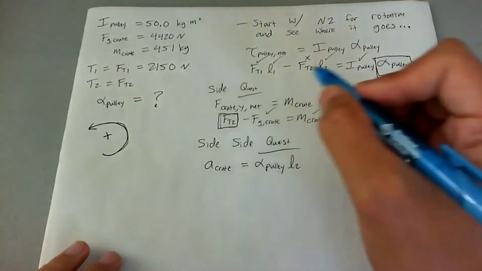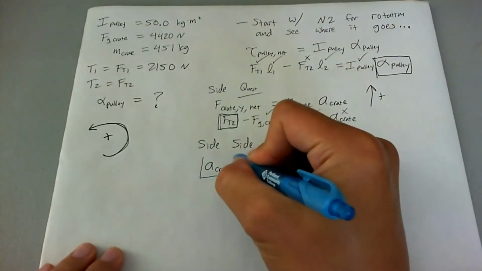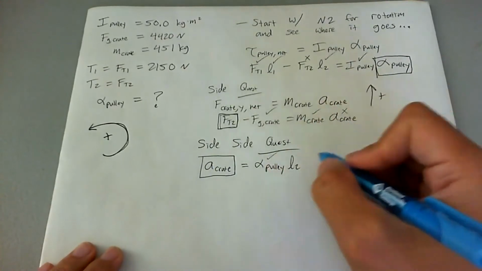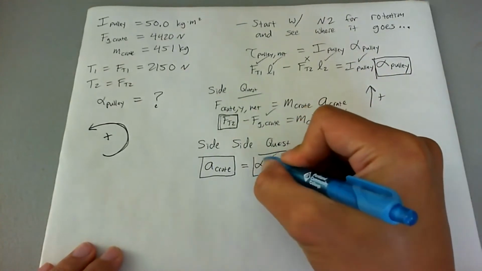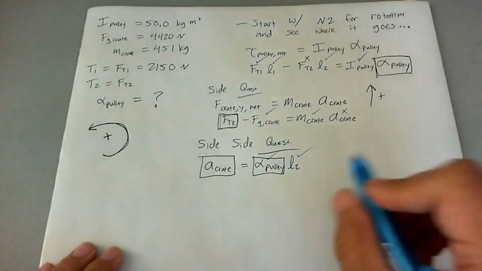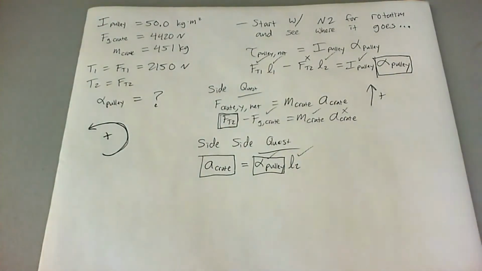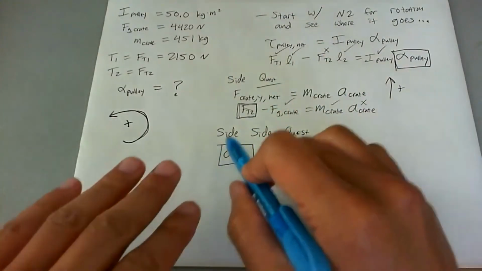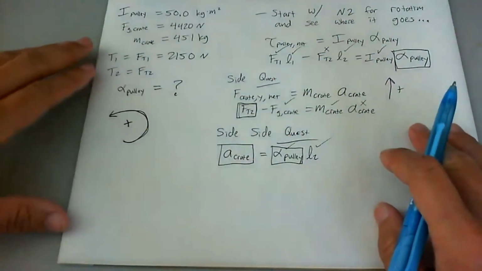So our side quest, we needed to find out what A is. We know what this is. Actually, we don't know what this is, but this is part of what we eventually want to find out. And we know what L2 is. So we're getting somewhere. Let's go ahead and plug all of this into the original equation.